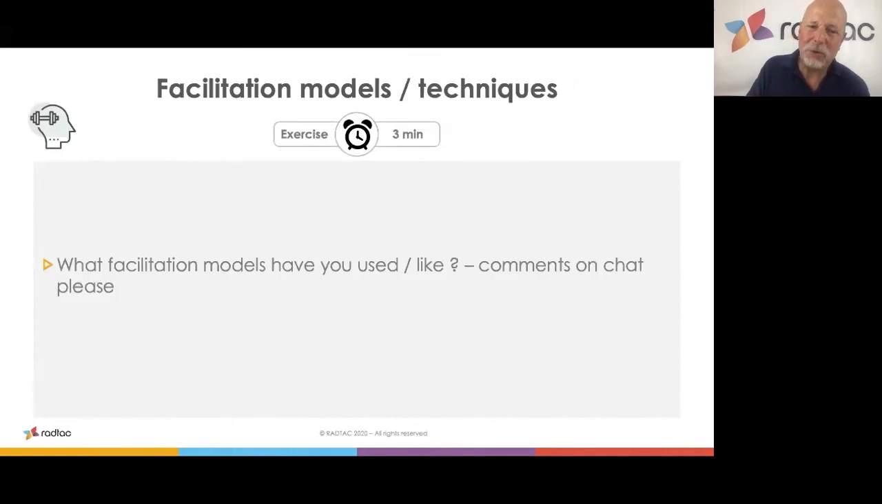So facilitation models, over to you on chat. What facilitation models have you used or like? Again, if you can just raise some things, then I'll have a look through a few, just mention a few, but over to you, as you always raise such good stuff. What facilitation models have you used or like? So I'll just have a look at chat. Again, gives me a chance to have a quick drink as well.